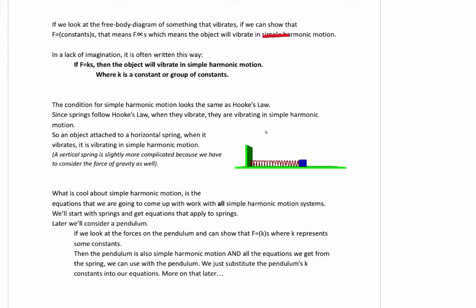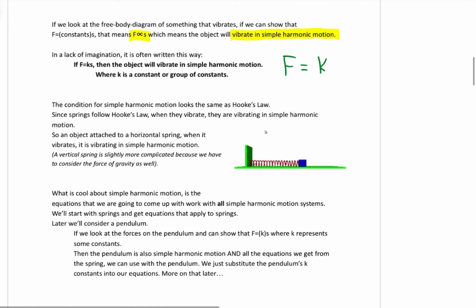So to be simple harmonic motion, oops, wrong tool. To be simple harmonic motion, we have to say that the force is proportional to S. Force proportional to S, we can rewrite that. A proportion we can rewrite by just adding a constant. In a complete lack of imagination, the people writing this wrote F equals K times S. Sometimes they put X instead of S, but this is how it gets written.